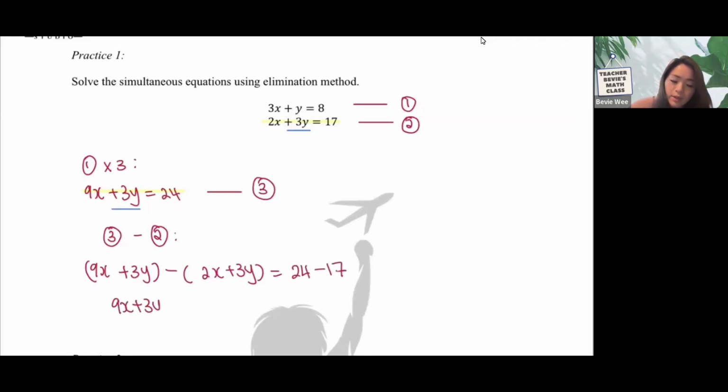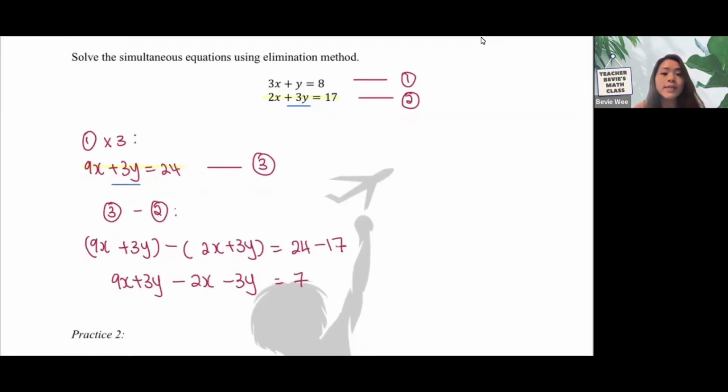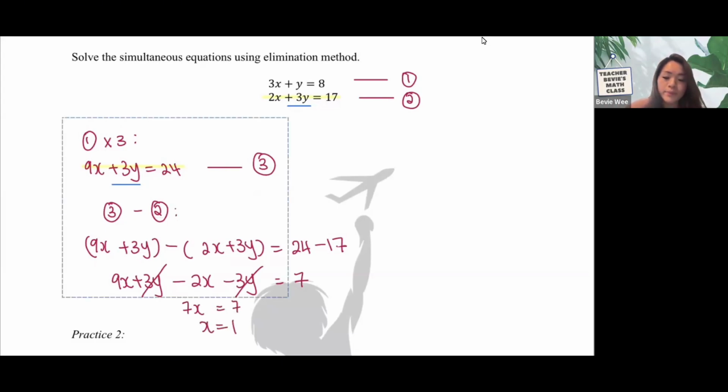And next step, I'm going to open up the brackets. Don't forget about the sign change because of this negative sign here. Okay. And from this step, you'll realize that your 3y minus 3y, that variable is being eliminated already. So now in this step, we are back to our year one linear equations. We are only dealing with one unknown variable of x. So I'll get x equals 1 from here.